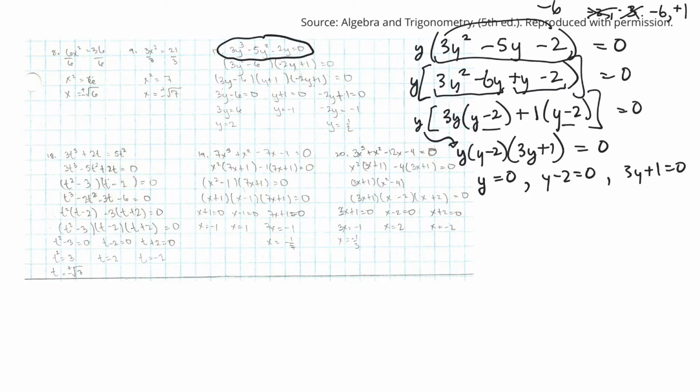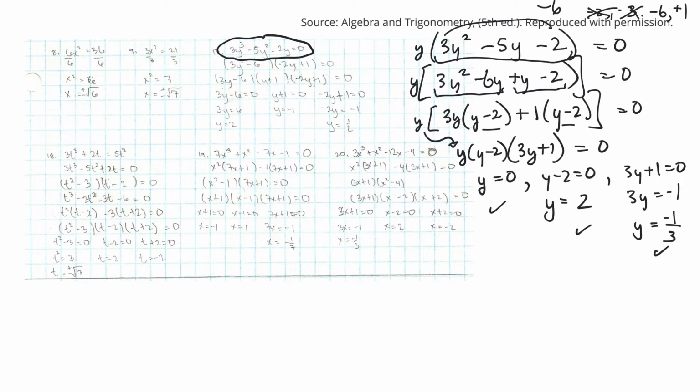So y equals 0, that's one of my answers. And then this one I would take 2 to the other side, 2 to both sides. This one I take the 1 to the other side, make it negative, and then divide by 3. So those would be my 3 answers for that question.